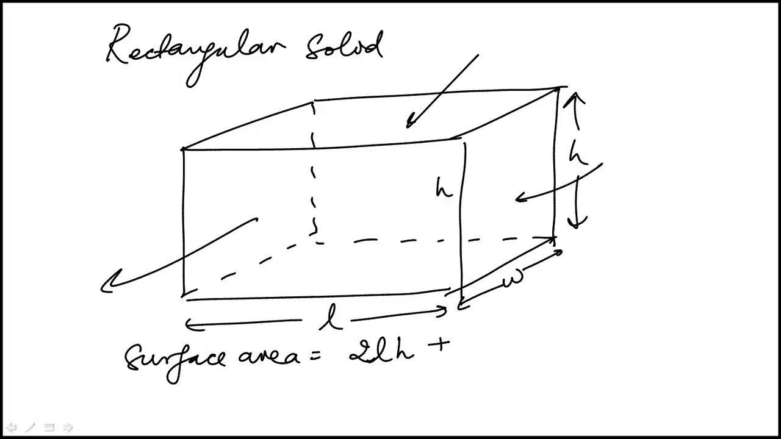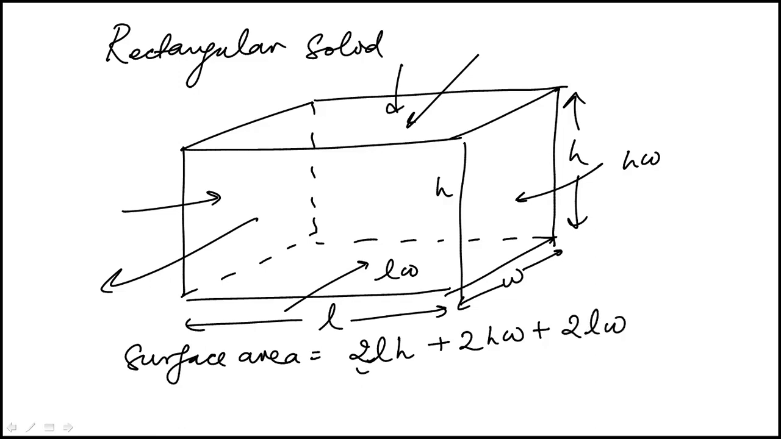And then this face is H times W, and we have another one here, so 2HW. And then we have the bottom one, which is LW, and the top one, so 2LW. So you really just form these three pairs with these three different dimensions. That's one way to memorize this. And the volume is just the length times width times height.